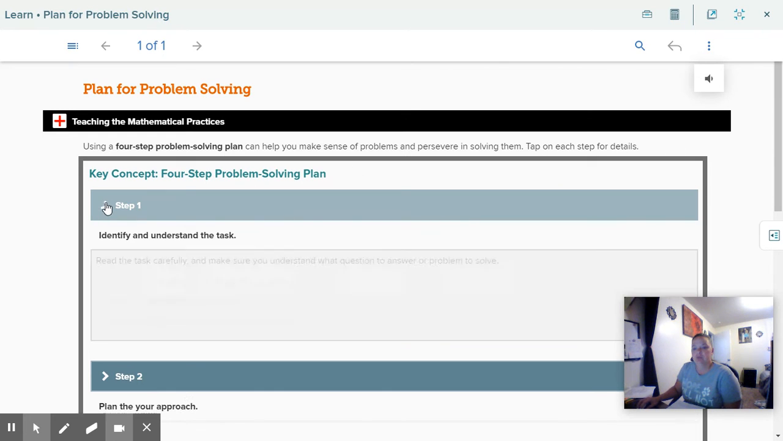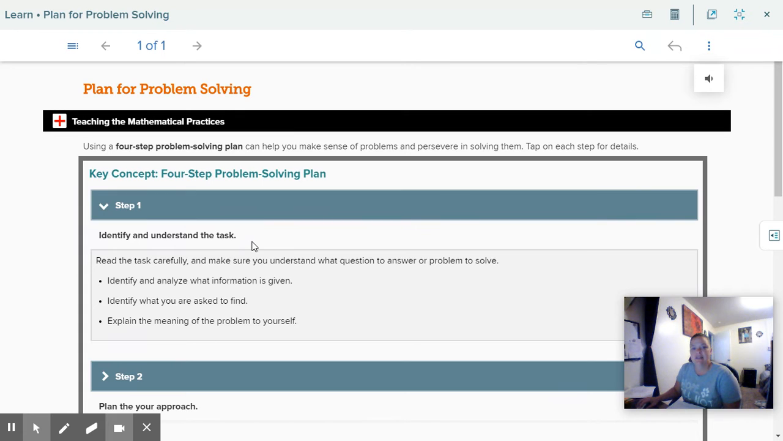Step 1. Identify and understand the task. Read the task carefully and make sure you understand what question to answer or problem to solve. Identify and analyze what information is given. Identify what you are asked to find. Explain the meaning of the problem to yourself. You can't solve a problem unless you know what the problem is.